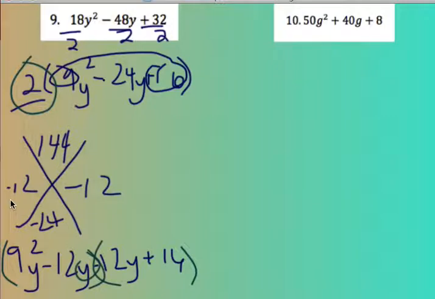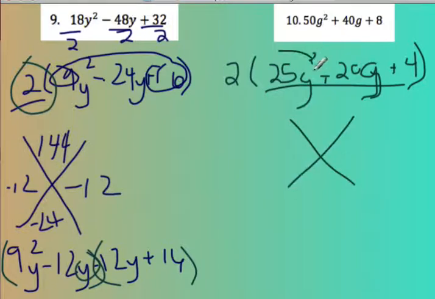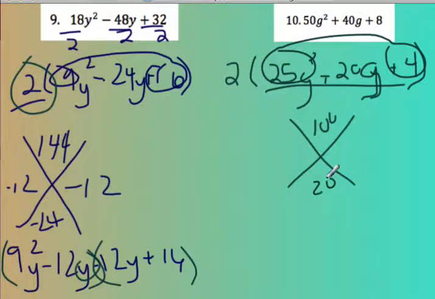For number 10, I notice that 50, 40, and 8 are all divisible by 2. So I'm going to take out a greatest common factor, and I'm going to divide each of those coefficients by 2. And that gives me this right here. So now I'm just going to focus on this for my x. 25 times 4 is going to give me 100, and that's multiplying to a positive 20. So to fill out the x, we're going to need 10 and 10.